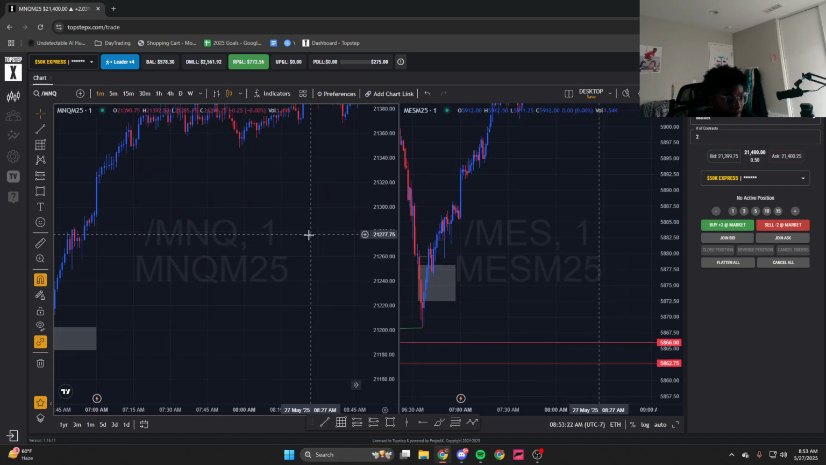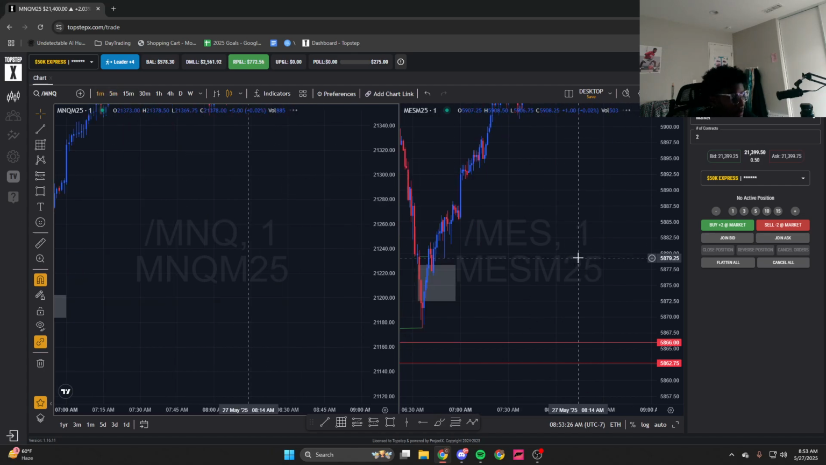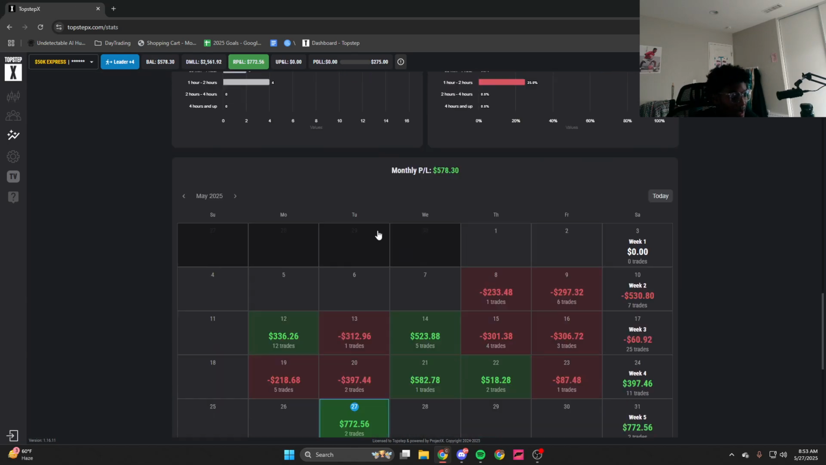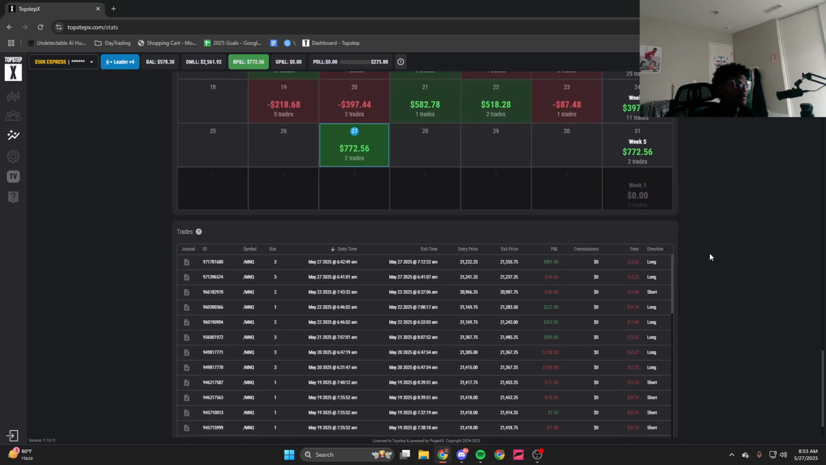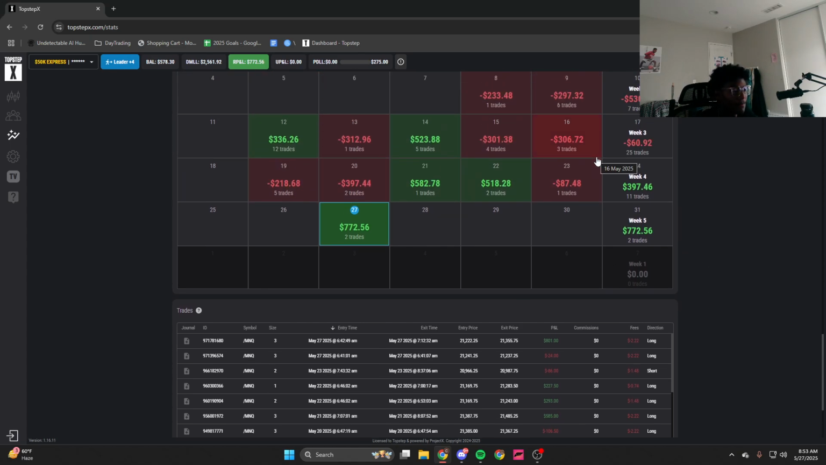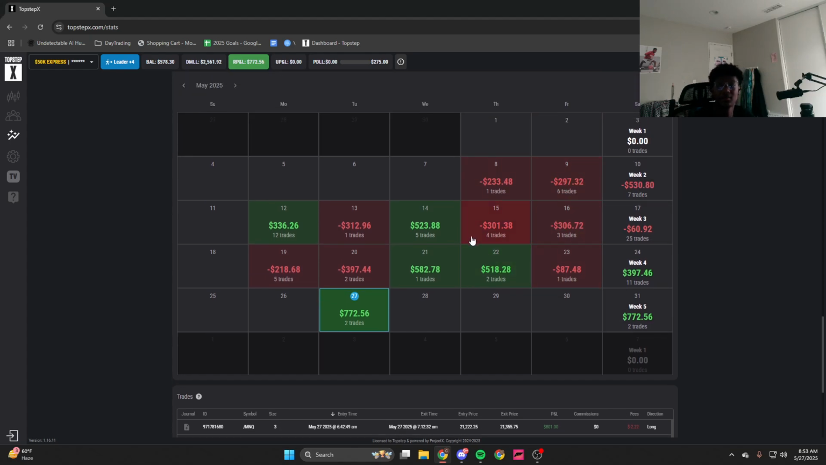We even inverse this gap as well, and then SMT. Once the SMT formed, I was like, all right, we should be fine. So here's the progress we're at. I actually did lose on Friday, but I think the PA is starting to come back now. I for sure will get a payout. I'm hoping by the end of this week.